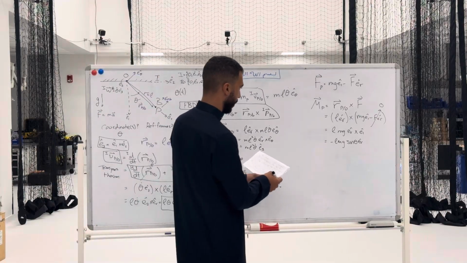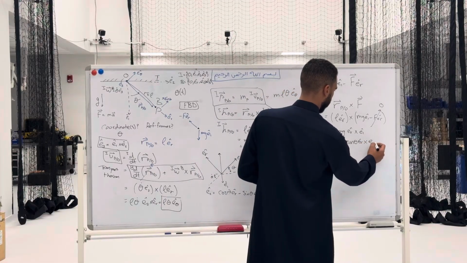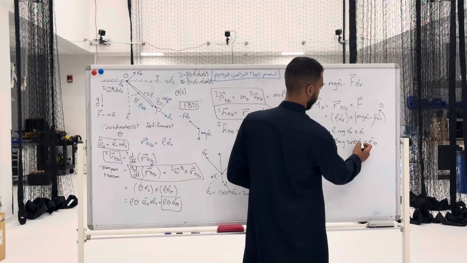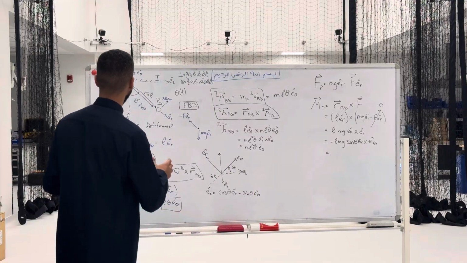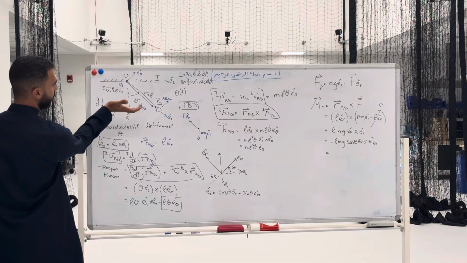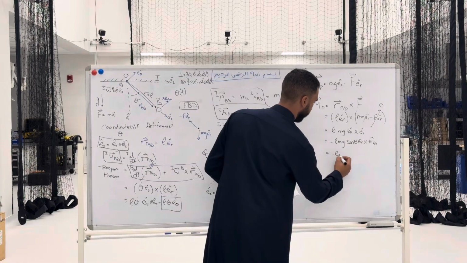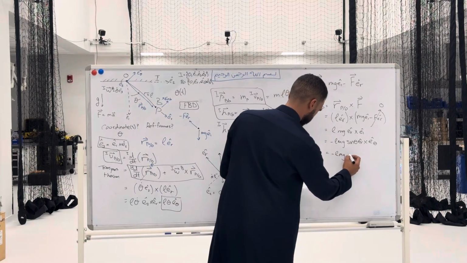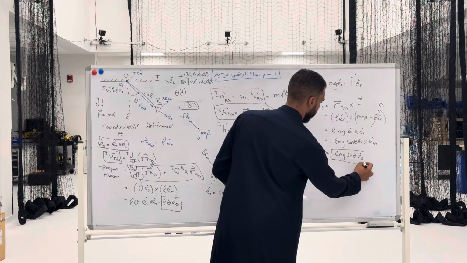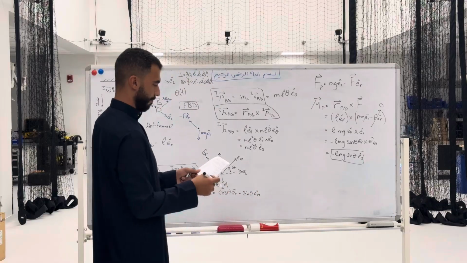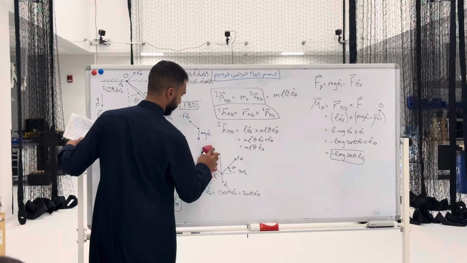So now we put it in the cross product. ER crossed with E theta is positive E3, so negative mg sine of theta E3. Okay.